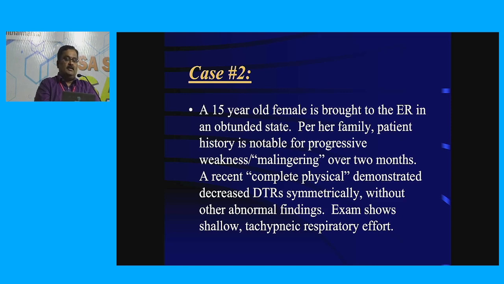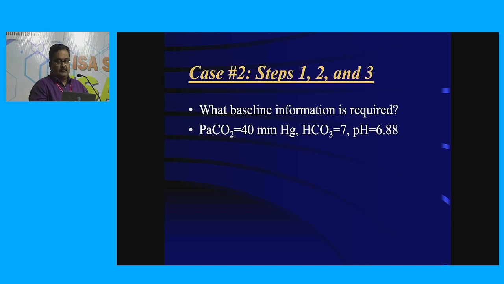A 15-year-old female is brought to the emergency room in an obtunded state. As per her family, the patient has had malaise and weakness for the last 2 months. A complete physical examination has demonstrated decreased deep tendon reflexes symmetrically without any other abnormal findings. Examination shows shallow tachypneic respiratory effort. The PaCO2 is 40, bicarbonate is 7, pH is 6.88. The data is consistent.